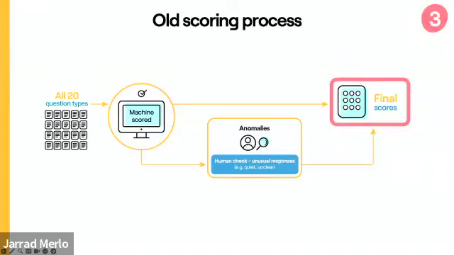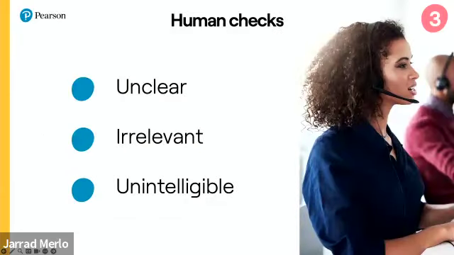So this is the old scoring process. Okay, up until November 4th. So all the 20 question types, as I said, they're either automatically scored or AI scored. Let's just call it machine scored. And any anomalous or unusual speaking responses would be flagged for review before the final scores were calculated. What do I mean by an anomalous response? Well, humans have always checked your students' responses if the AI scoring system couldn't figure out how to score it.